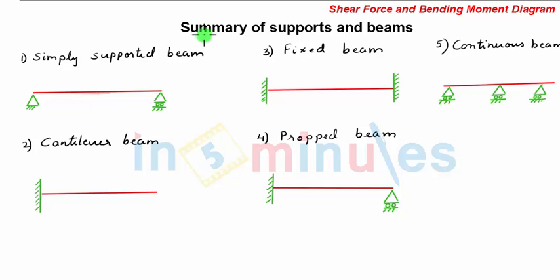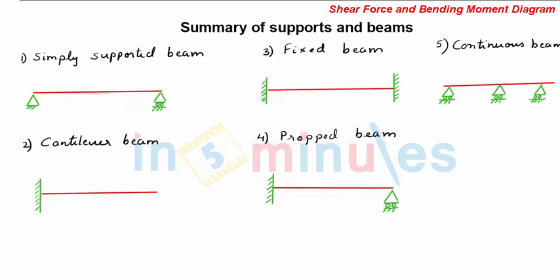So now we do a small summary of all the types of supports and its support reactions and what are the types of beams. So in our representation, we can show a beam by a single line which is resting on supports. Now in the first type of beam we have simply supported beam. Simply supported beam can be given as shown in figure.